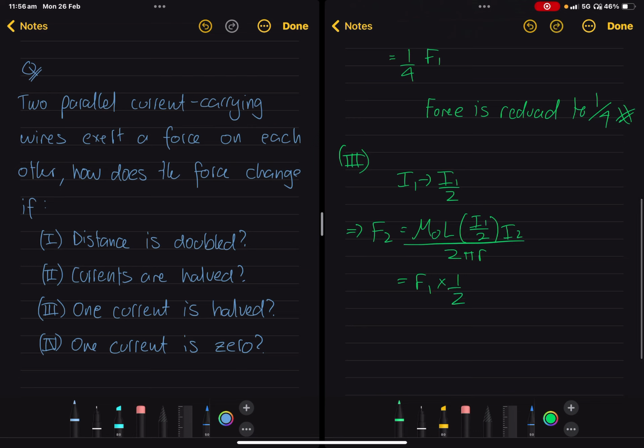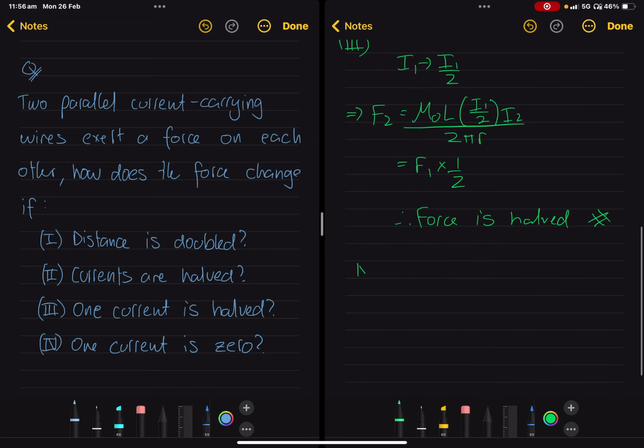We've got this half factor in here. And so this means that the force is halved. It's reduced by 50%. If it was 100, it's down to 50, or whatever it was. It's half of that now.